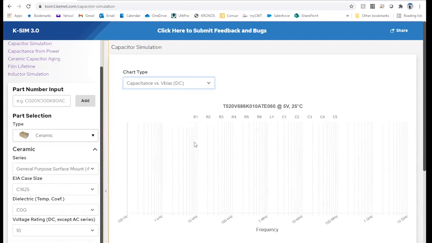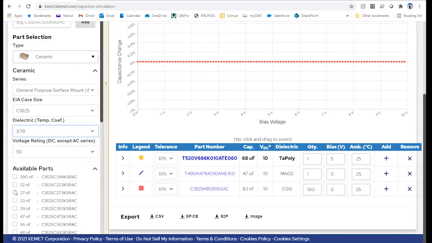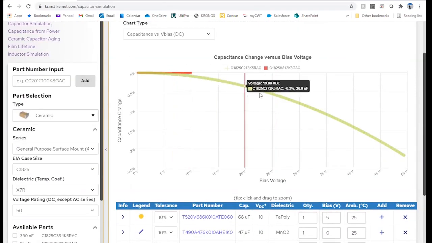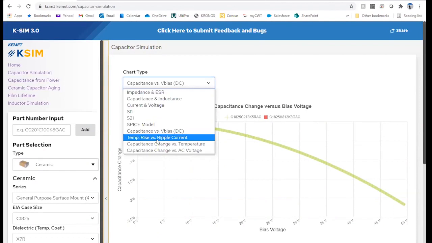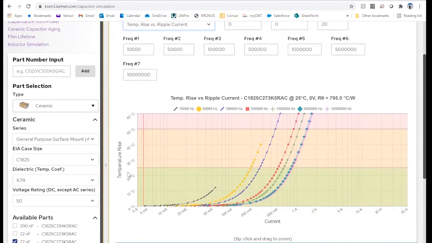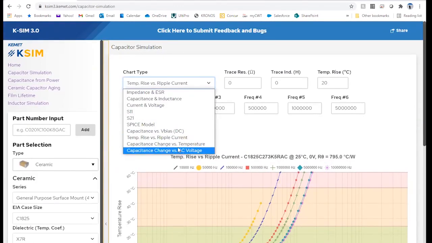You could also look at capacitance versus bias, and let me actually select a part that will have a bias, an X7R. So you can see that the X7R has a DC bias effect, and as you begin to apply voltage to the part, you're going to see a drop in capacitance. And then the final graph I'll show is the temperature rise versus ripple current. Again, you're going to see how much this part is going to rise in internal temperature based off of the ripple current passing through the device. We do have some other graphs that are being added, but they're not added for every part number, so I'm not going to show those, but those are going to be capacitance change versus temperature, as well as AC bias.